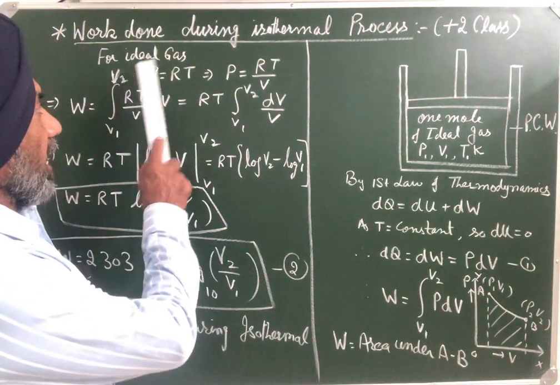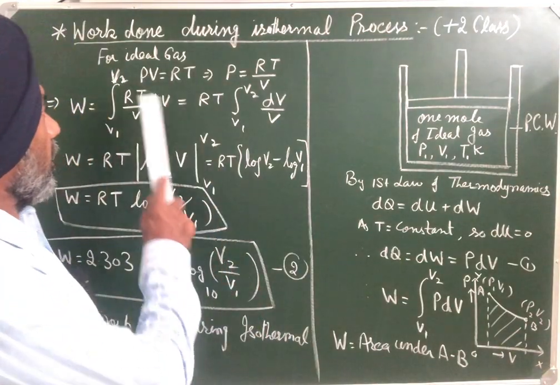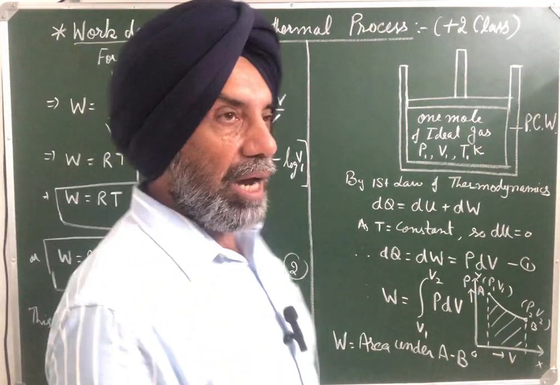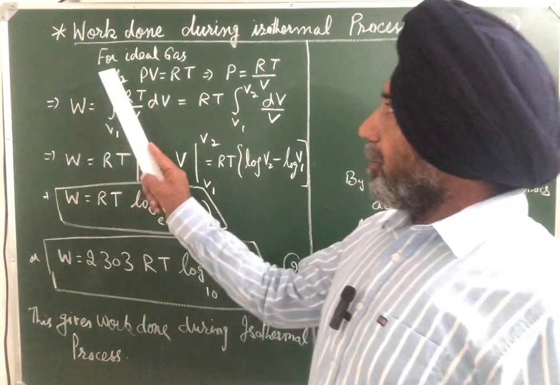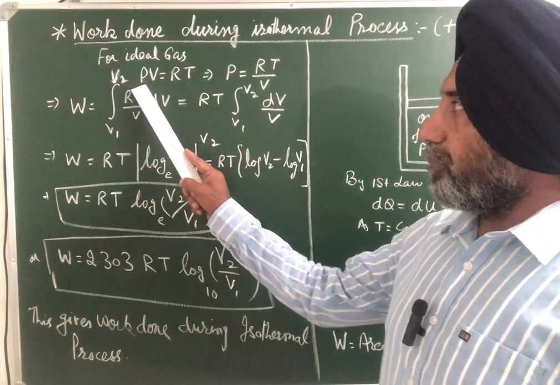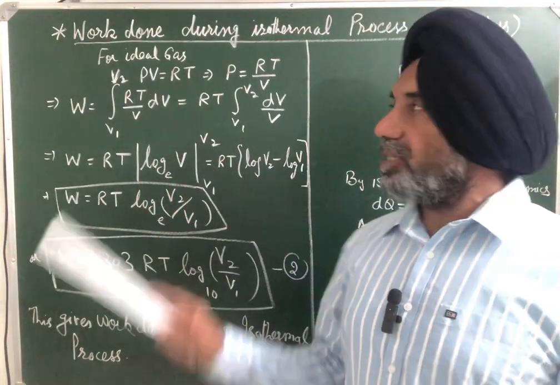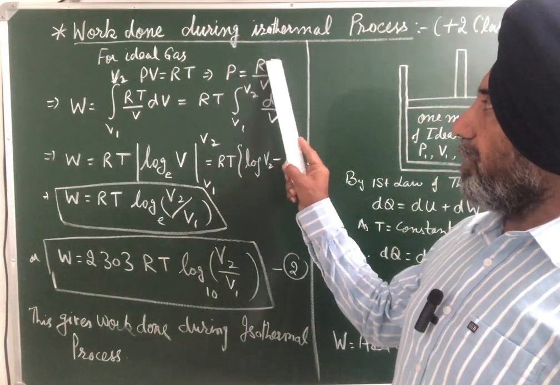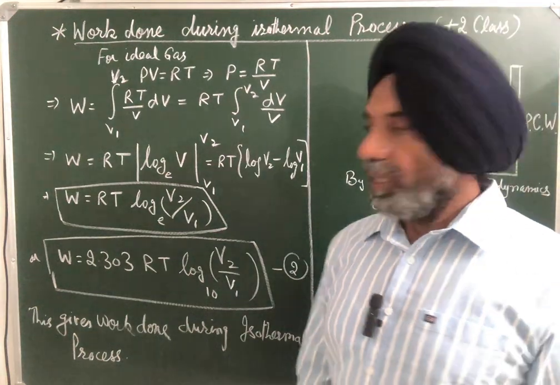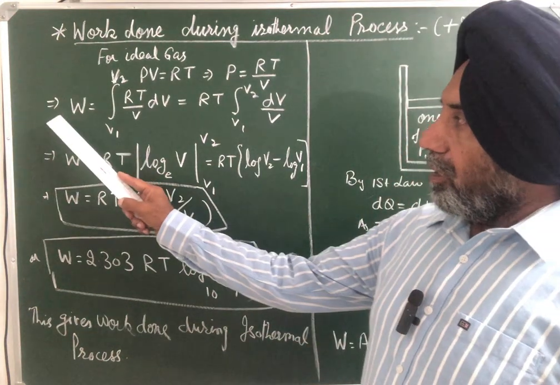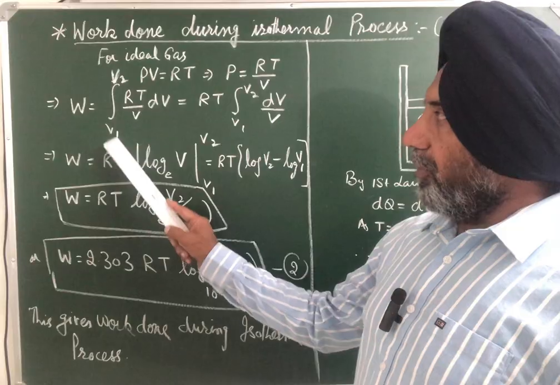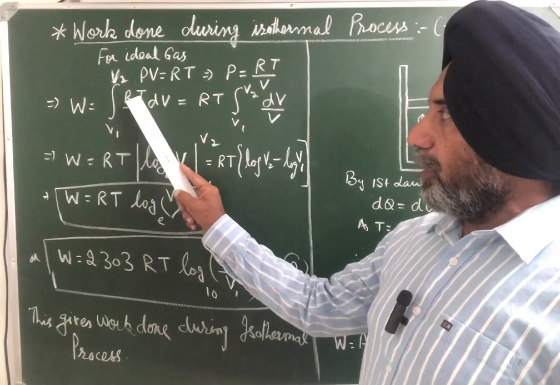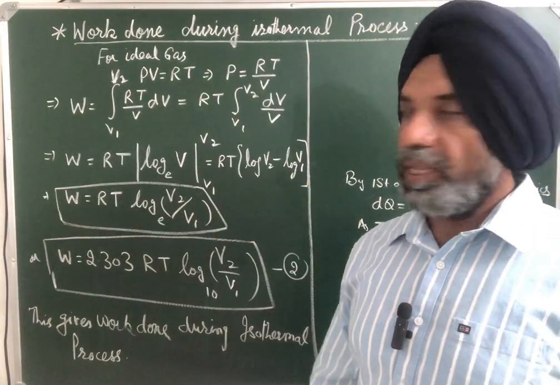Now for an ideal gas, PV is equal to RT. This is the ideal gas equation. P is pressure, V is volume, R is the gas constant, T is temperature. So from this we can find the value of P is equal to RT upon V. So W is equal to the integral from V1 to V2, substituting the value of P, RT upon V, into dV.